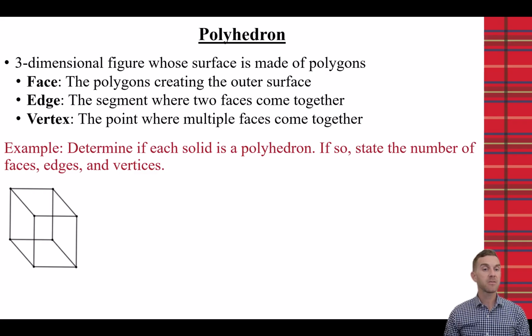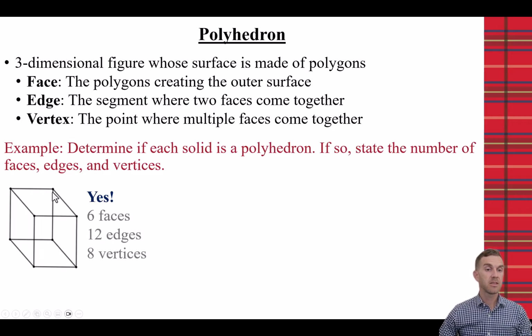And we can then count the faces, vertices, and edges and see that there are 6 rectangles that make up this shape. So we'd say there are 6 faces. There are 12 edges, or 12 segments, 4 on the top, 4 on the bottom, and then 4 vertically that connect the top to the bottom. And then 8 vertices, 8 points that go around to make up the solid.